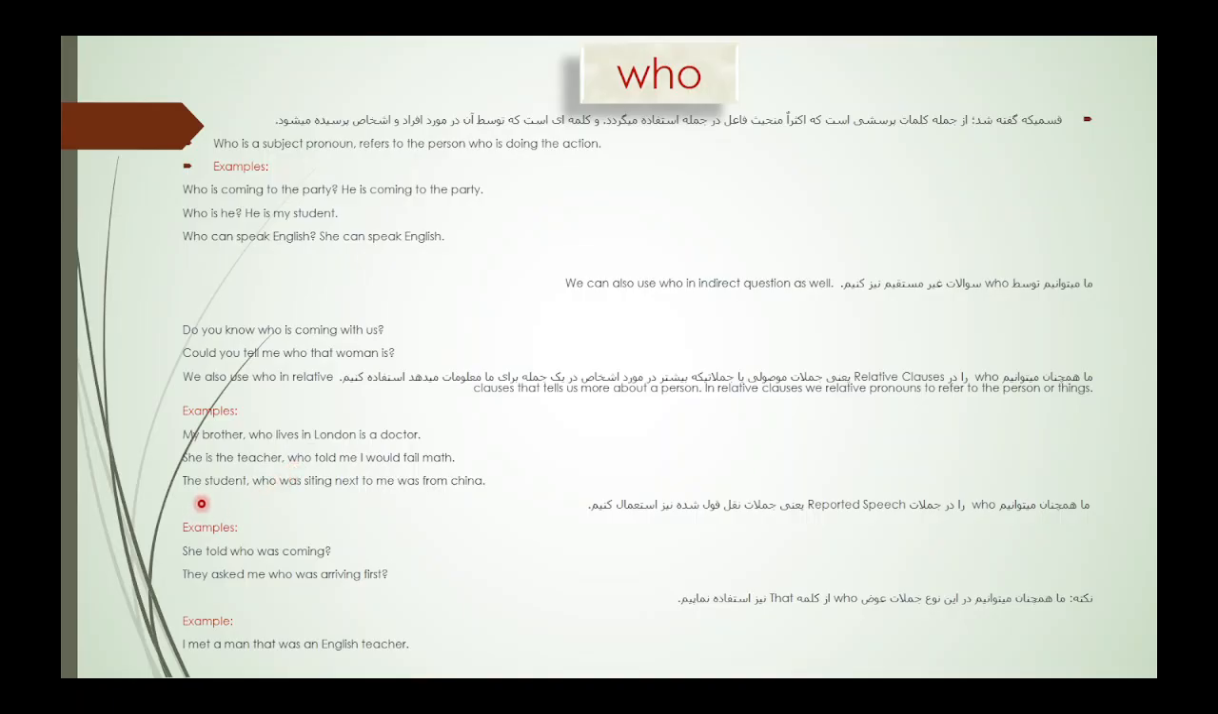The next one: the student who was sitting next to me was from China. This is extra information provided by who about the noun mentioned before who. This is a relative clause, and who is a relative pronoun that created this clause by giving more information.